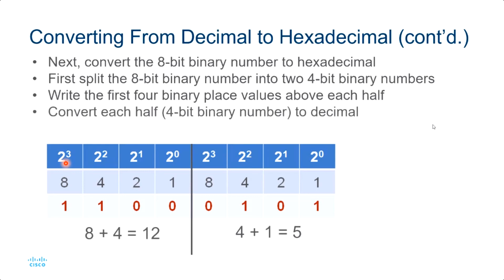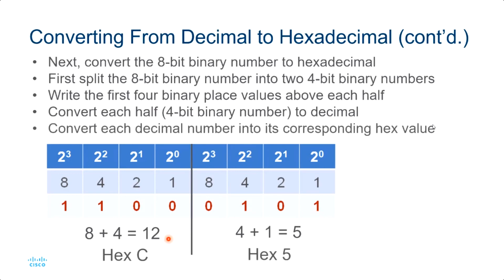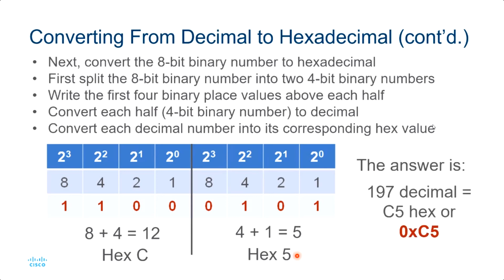On the left side, we get 8 plus 4, which equals 12, and on the right side, we get 4 plus 1, which equals 5. If we convert those to hex, 12 decimal is the equivalent of C in hex, and 5 decimal is the equivalent of 5 in hex. Therefore, 197 in decimal is C5 in hex, or it can also be written with a 0x preceding it to indicate that what follows is written in hexadecimal.